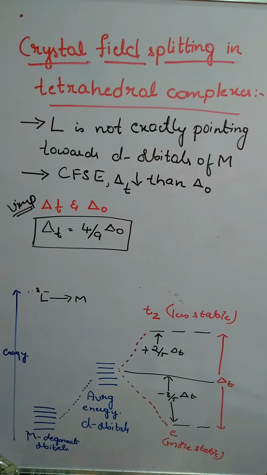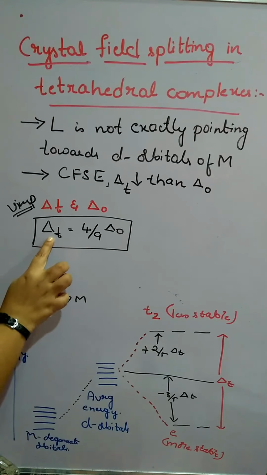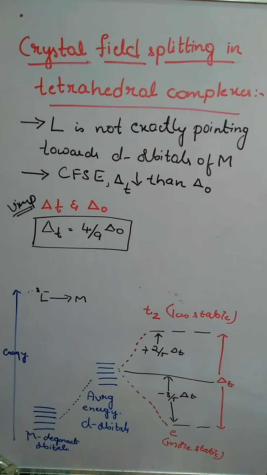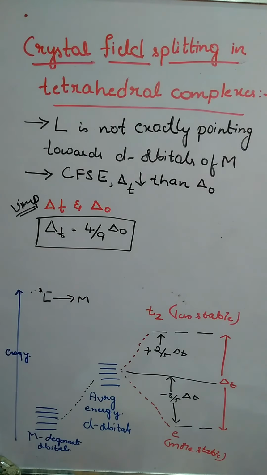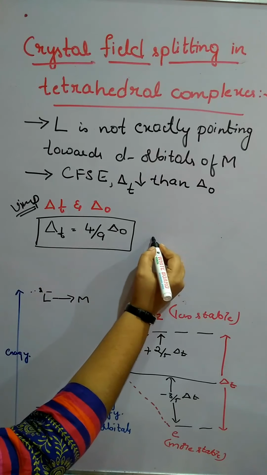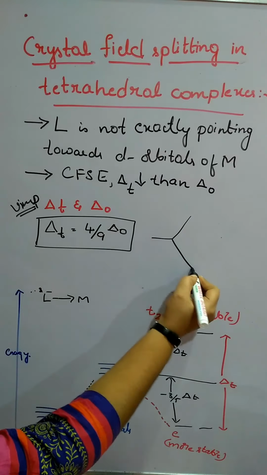The orbital splitting energy is not always sufficient. This energy is not sufficient, so there is a very small gap between them. The delta T value is less. If the delta T value is less, then what happens? The splitting will be like this.